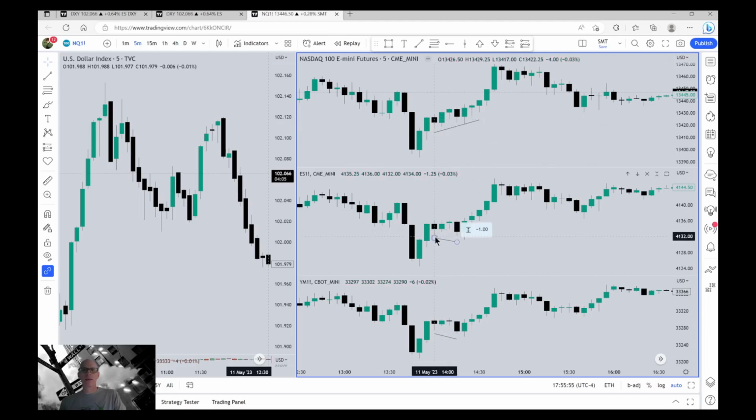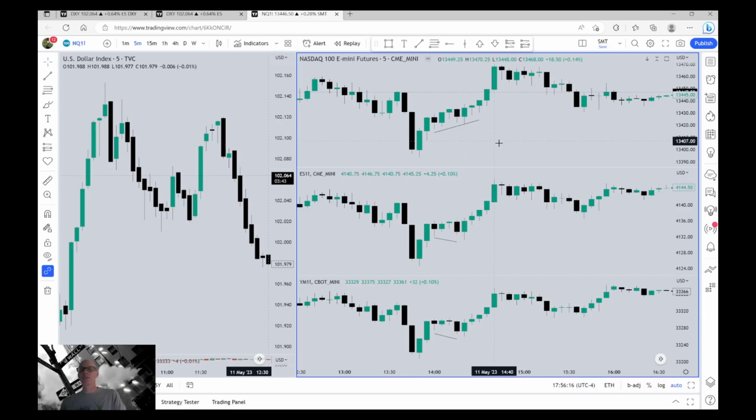Whereas if you look at this bearish candle's low, it gets broken here, and this bearish candle here gets broken here. So basically the down candle here on the 15-minute, when you drill down to the 5-minute, that bearish candle gets broken on these two instruments, but not on MQ. So we have SMT divergence.